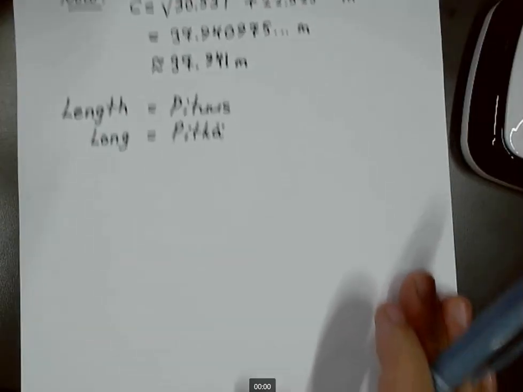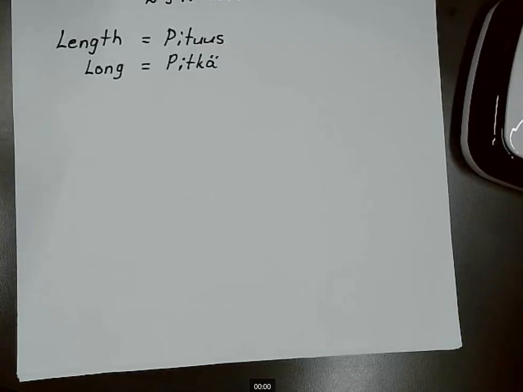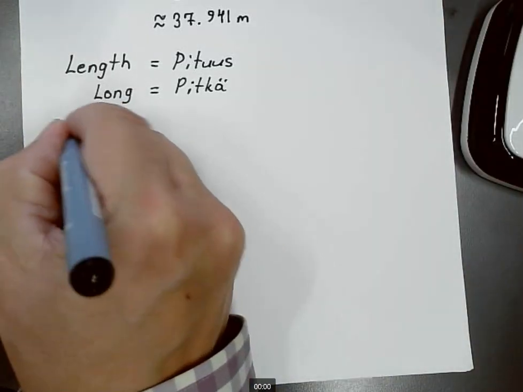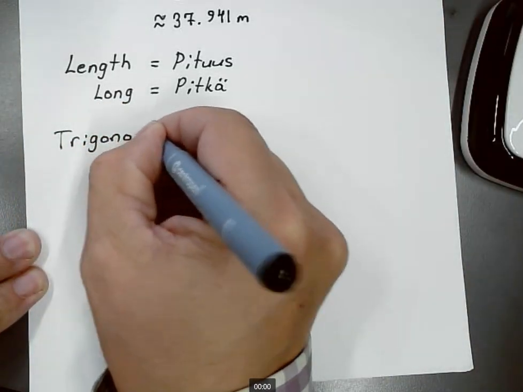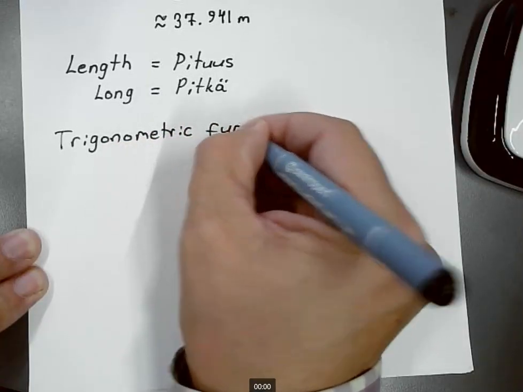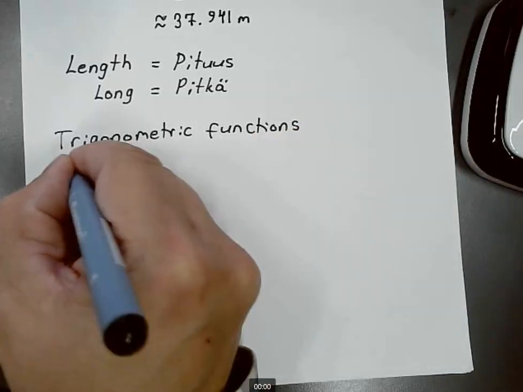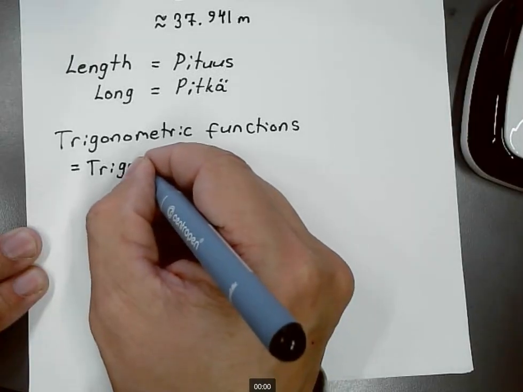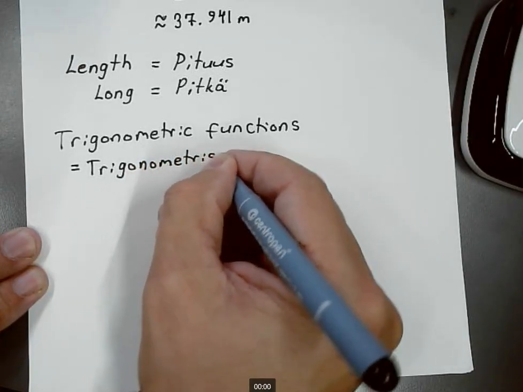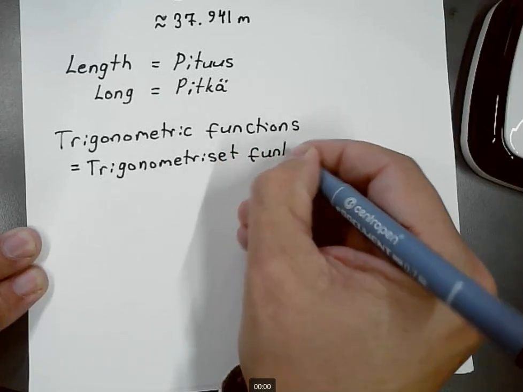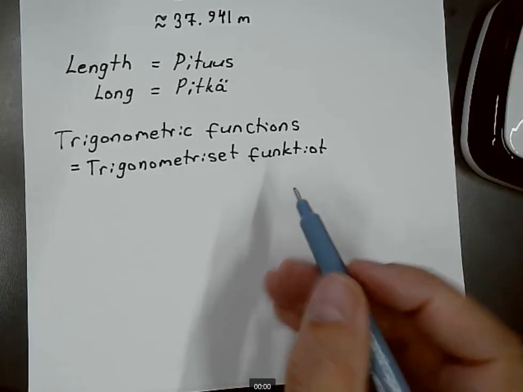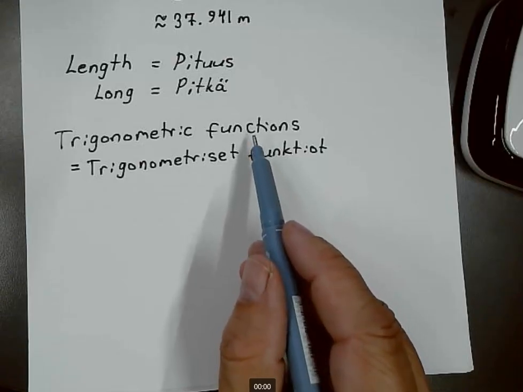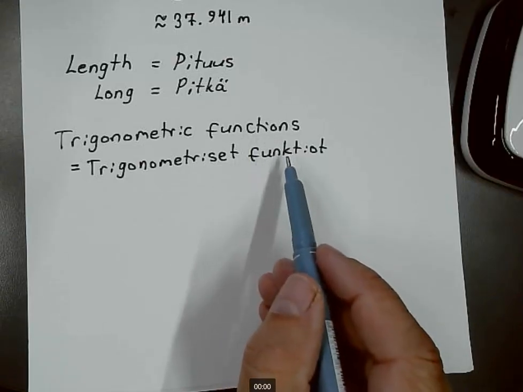So next we will go to these trigonometric functions. In Finnish, almost the same: trigonometriset funktiot. In the Finnish language, we actually don't have the letter C at all. Mostly in the place of C, there is the letter K.